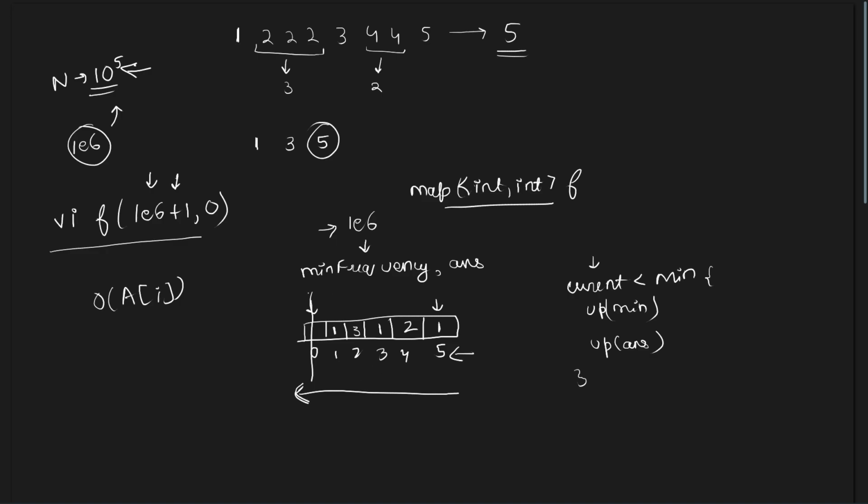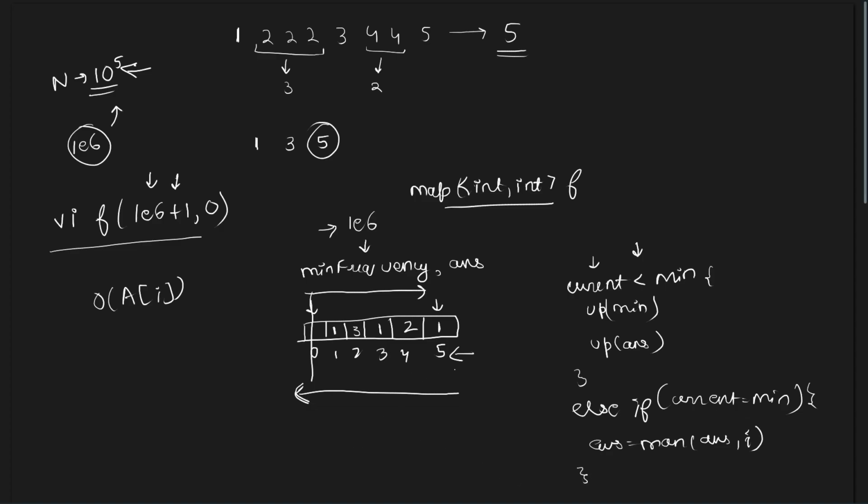But remember, if you're traversing from left to right, from smaller to greater element, apart from checking this, you'll also have to check else if the current frequency is equal to the minimum frequency, then you will have to update your answer. Answer is equal to max of answer comma current index, let's say i. So you will have to take care of these two things.